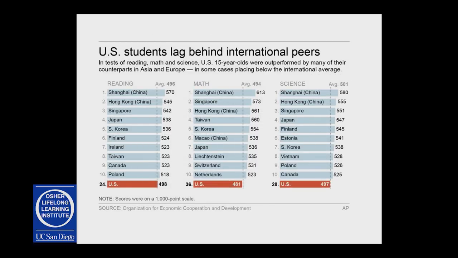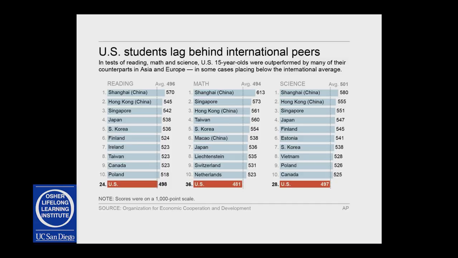Also, U.S. students lag behind their international peers. If you look at reading, we're 24th on this list, math 36th, science 28th. You know, Vietnam is ahead, right? Vietnam is number 8 in science. They had a civil war there for decades, and we're 28th. And they're much lower income. Same with all of the others.